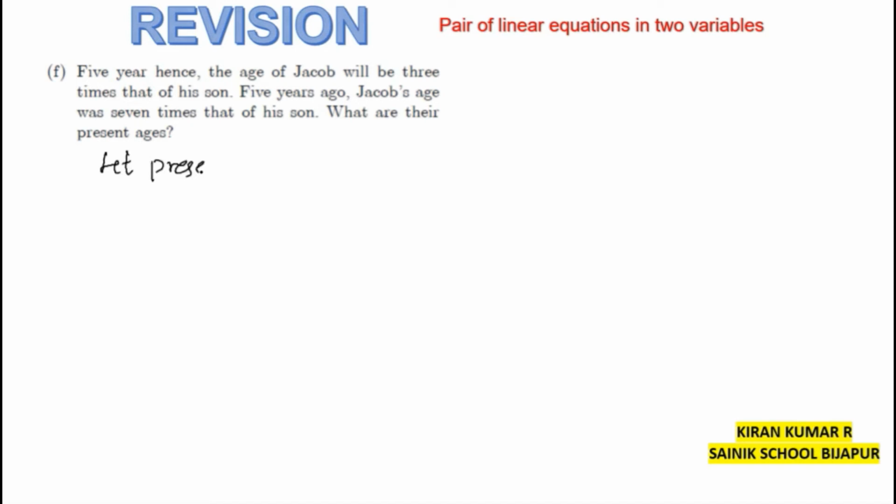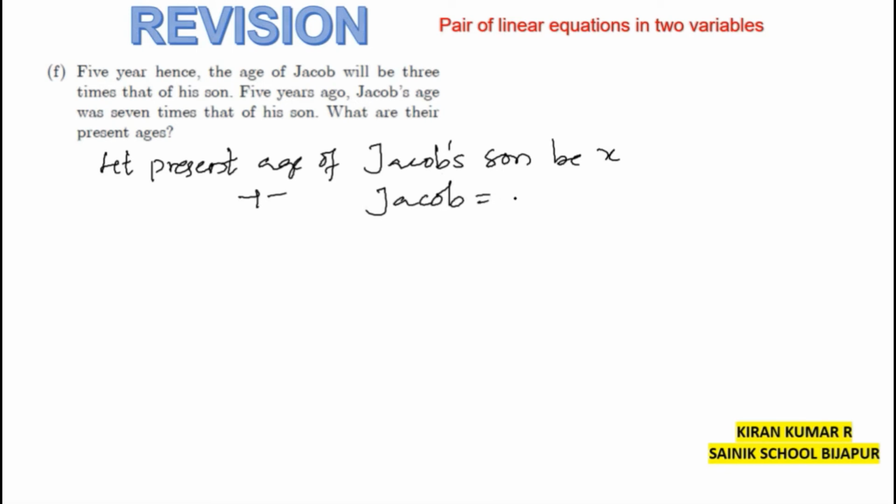Let the present age of Jacob's son be x and the present age of Jacob be y. Five years hence means after 5 years. They are given after 5 years, the Jacob age will be 3 times that of his son. So here there are 2 conditions, 5 years hence and 5 years ago. These are the 2 conditions given.